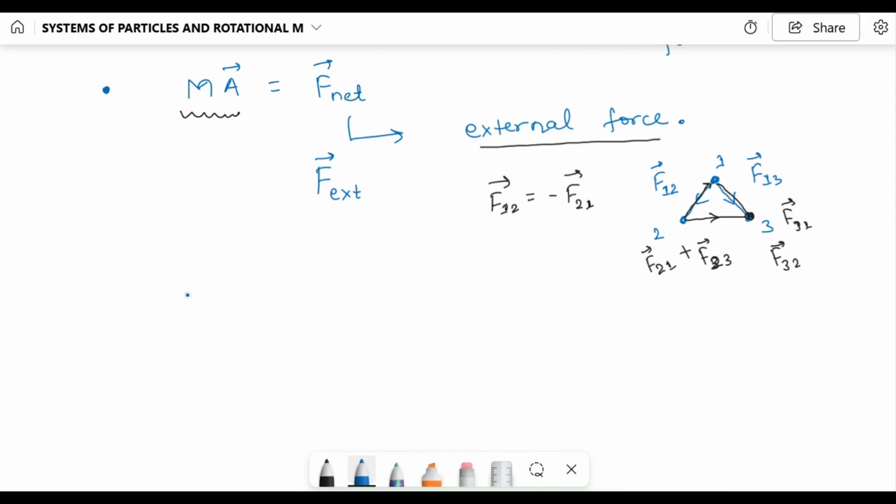Okay, from here we can deduce a very important statement: the center of mass of a system of particles moves as if all the mass of the system was concentrated at the center of mass and all the external forces were applied at that point. What does it mean? It means we can consider this center of mass as having all the mass concentrated at this point, and we can consider that the net external force is acting on this center of mass, and then we can determine its motion.